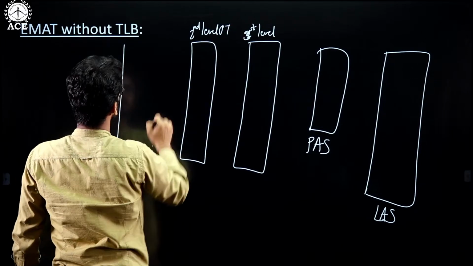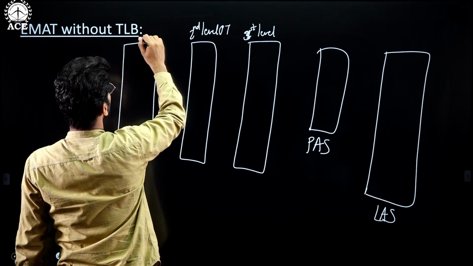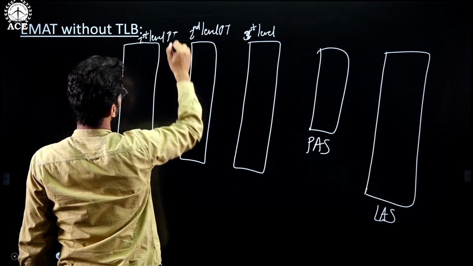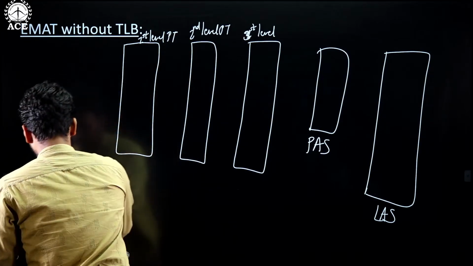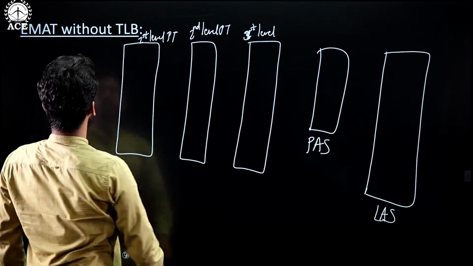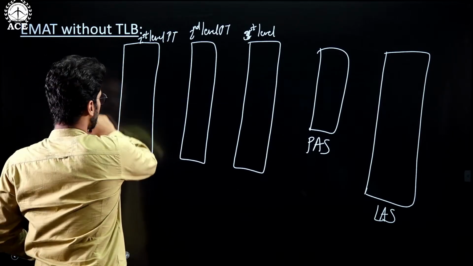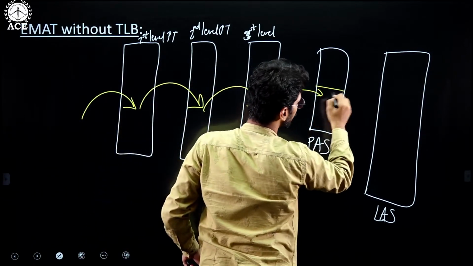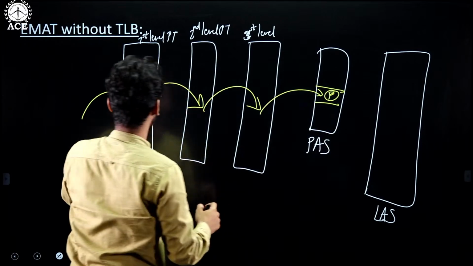This one is, okay, first level page table. Okay, now what will happen? You tell me fast. Without TLB, we will access the first level page table first, then the second level page table, then the third level page table, then we'll access that actual page.